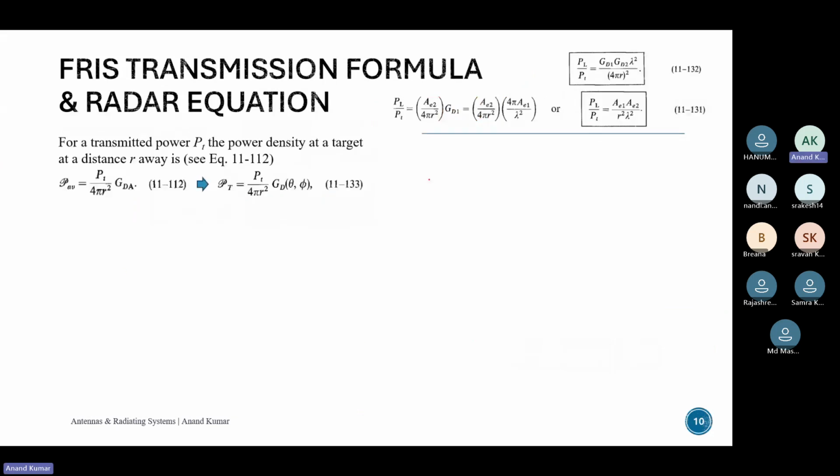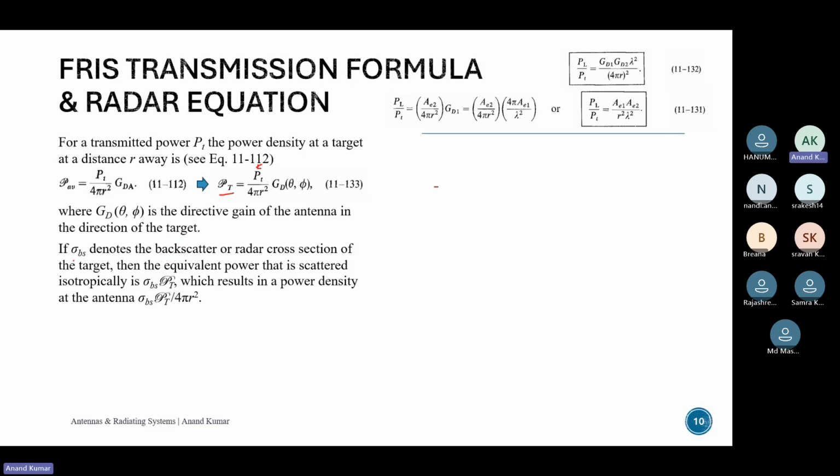Script PT is the power which has been received by the object, and PT is the power which has been transmitted. Now, if sigma BS is the backscatter or the radar cross section of the target, the equivalent power that is scattered isotropically is sigma BS into script PT, which results in a power density at the antenna of this relation.